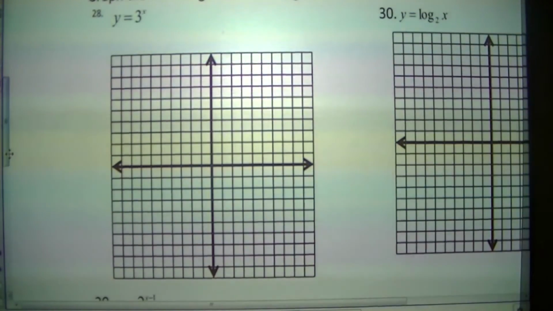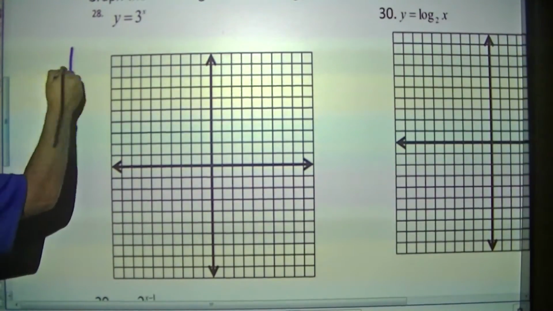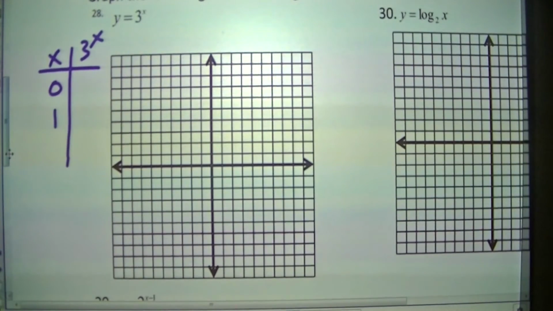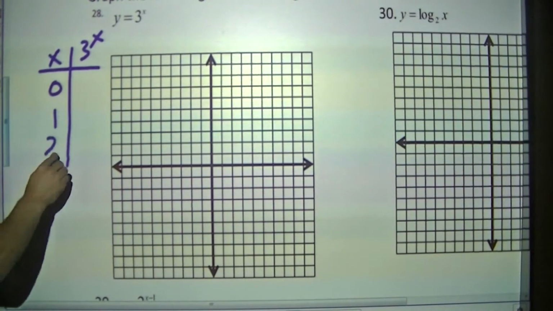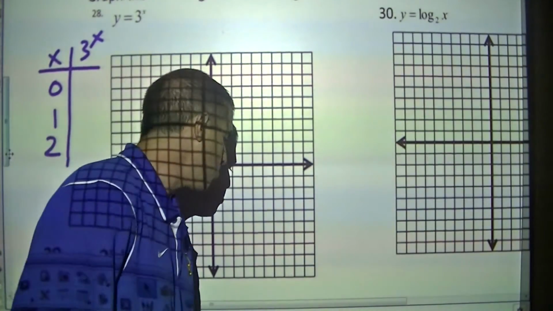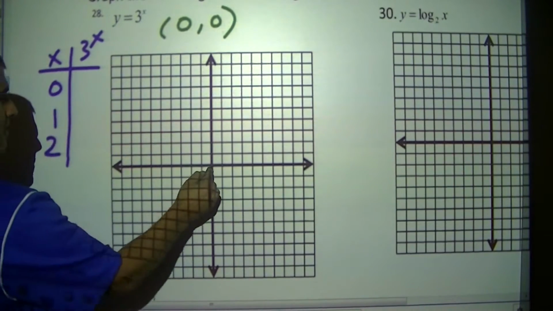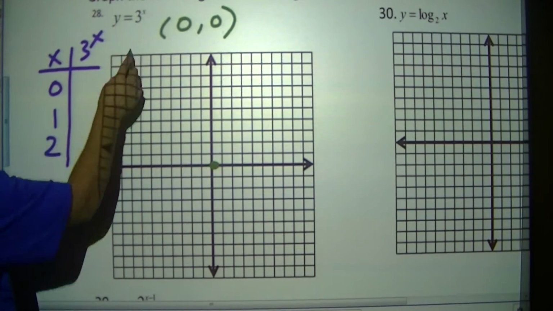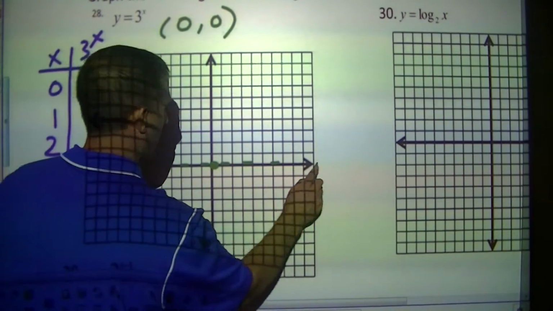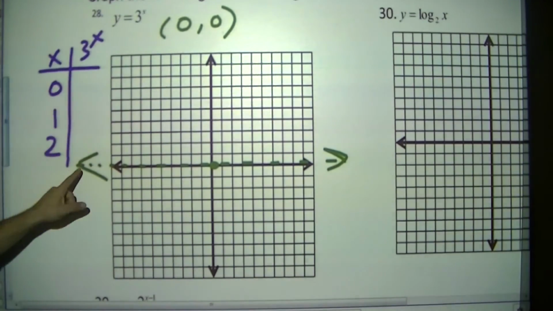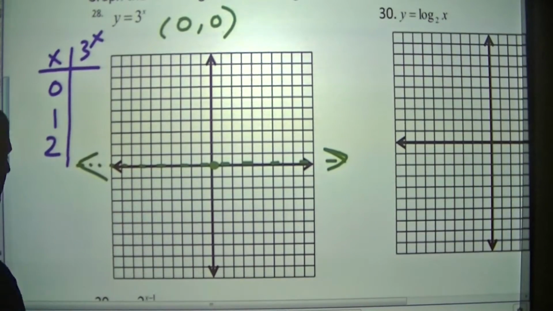Transformations. For the exponential, we use 0, 1, and 2. Your anchor point here is going to be (0, 0). Since it's an exponential, I'm going to have a horizontal asymptote. So for exponentials, that's a horizontal asymptote through (0, 0).